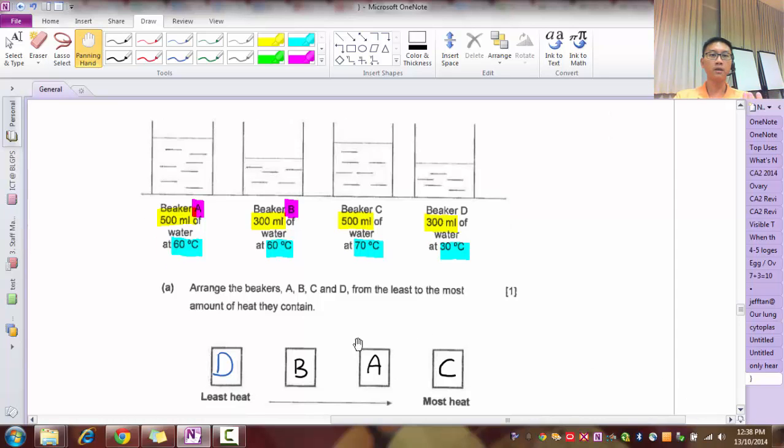Okay, now deciding between A and B, both have same temperature, but A has more water compared to B. So like I said, the more water you have, the more heat you have. So because A has more water, A will have more heat. So A is here, B is here.